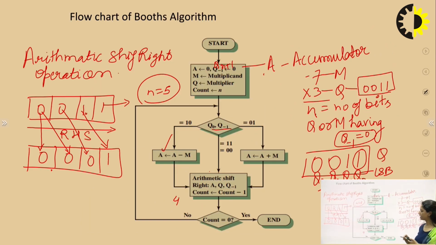So as we saw earlier, we have performed this arithmetic right shift operation, and after that we have to compare the value of that count, and that should not be 0. Previously the value of count is 4, so 4 minus 1 will become 3, and here we are comparing 3, so this value is not 0, and again we have to move to this comparison step.